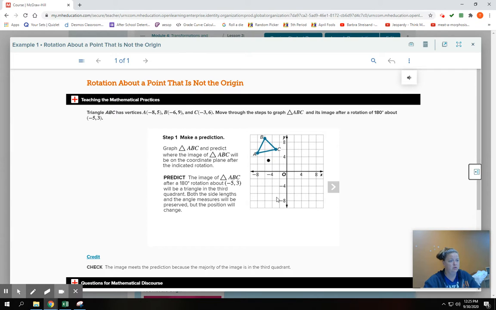B will be around in here, A and C, right? Just taking our image and just whoop, right around the other way. The image of triangle ABC after 180 degree rotation about (-5, 3) will be a triangle in the third quadrant. Both the side lengths and the angle measures will be preserved, but the position will change.